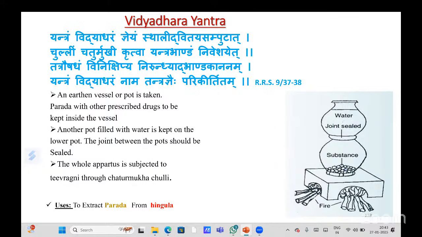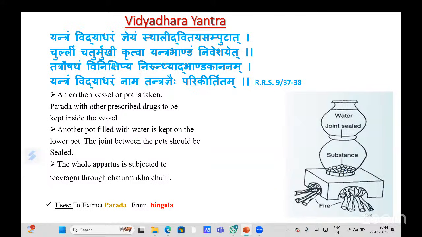Here he specifically tells of Chaturmukhi Chulika, which means the heat or Agni is given from four sides. Giving Agni from four sides is because Tivra Agni is required; for that reason he calls it Vidyadhara Yantra, Chaturmukhi Chulika. You have to write the reference shloka if you know it, the construction of that yantra, the diagram of that yantra, and the application or use of that yantra. This Vidyadhara Yantra is used to extract parada, mercury from cinnabar, from ingula. An earthen pot or vessel is taken, parada with other prescribed drugs is kept inside the vessel, and another part is filled with water and kept on the lower part.